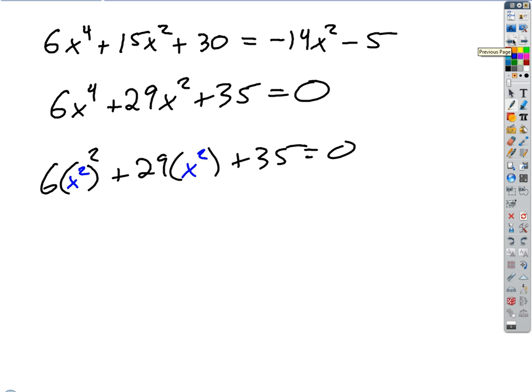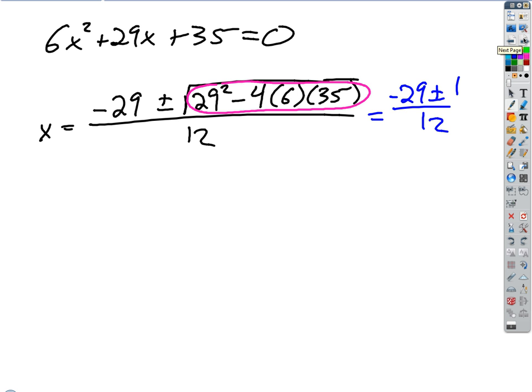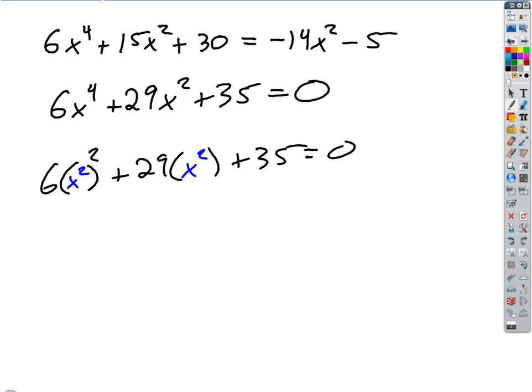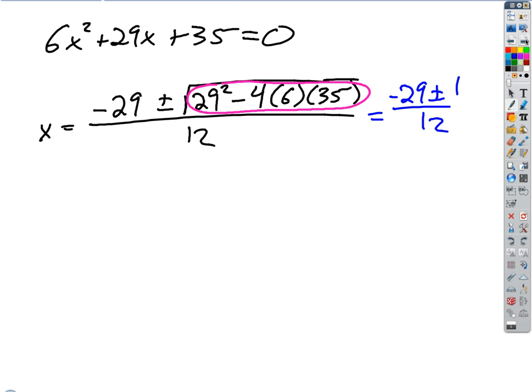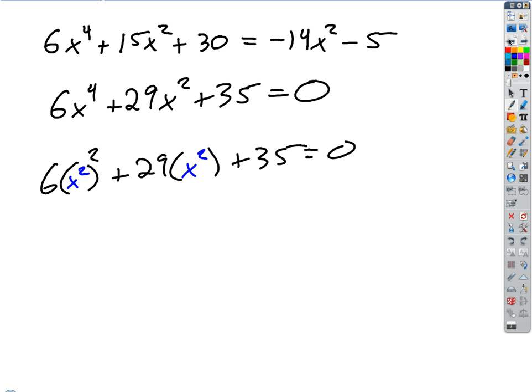Not horrible, because what does the quadratic formula give us here? What's the only difference? Everything would look the same except one little part of this thing. Over here, what's A, B, and C in this problem for the quadratic formula? 6, 29, 35. In this problem, what's A, B, and C for the quadratic formula? 6, 29, 35. The only difference is what it's equal to. Here it's equal to x, and here it's just equal to x squared, right?